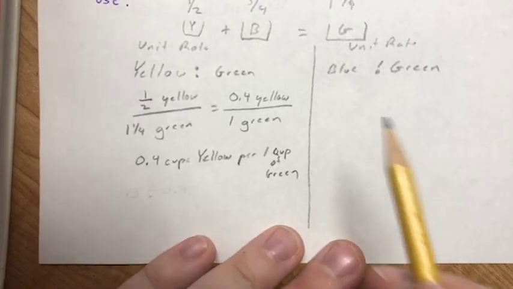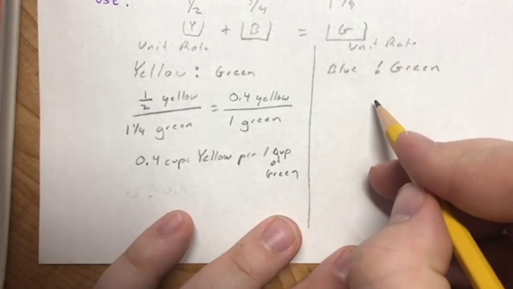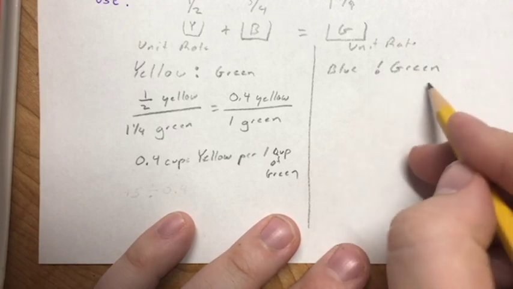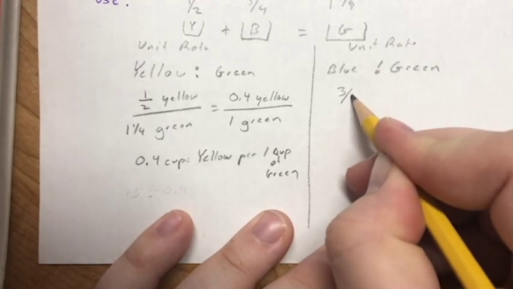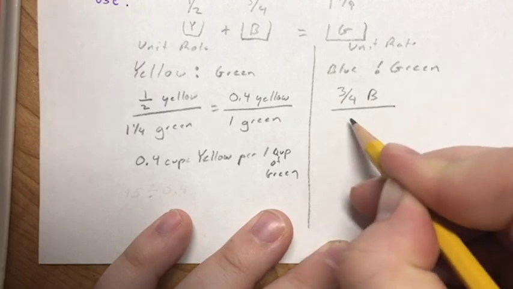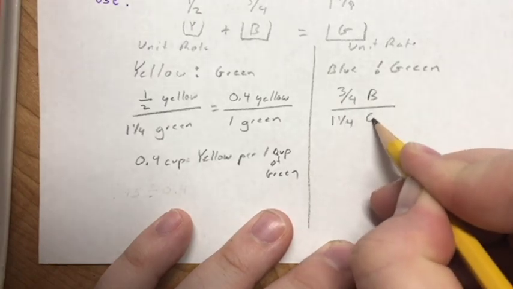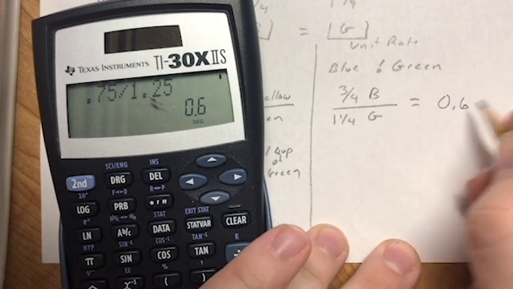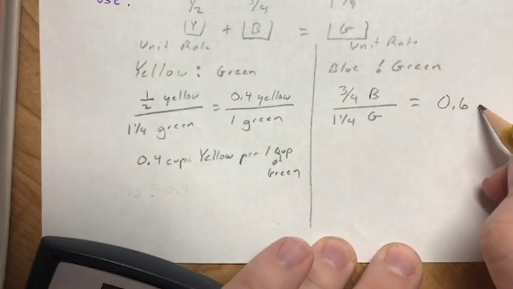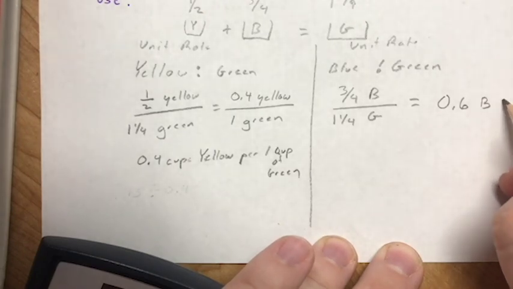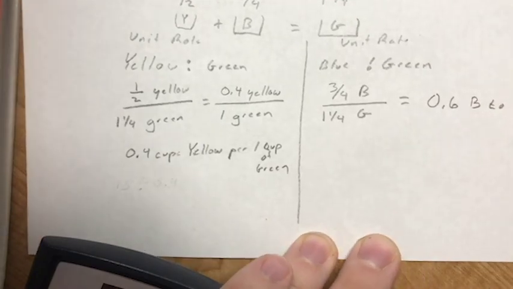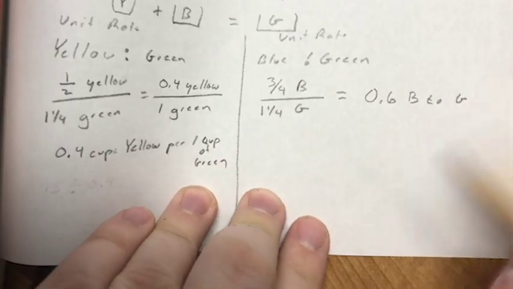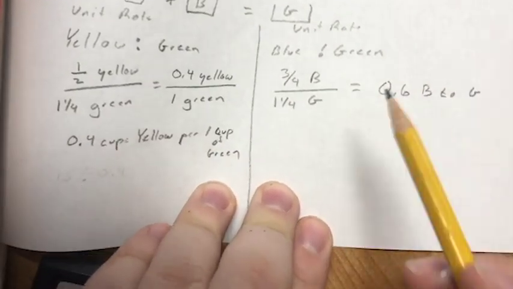All right, now, the same thing can be done over here in blue. I want to find my unit rate of blue to green, which would be 3/4 blue to 1 1/4 green. And I can find that unit rate by saying 3/4 divided by 1 1/4 gives me 0.6. And this is my unit rate of blue to green. I'm running out of room, so just forgive me. Okay, blue to green. Now that I know this, I'm leaving this to you.